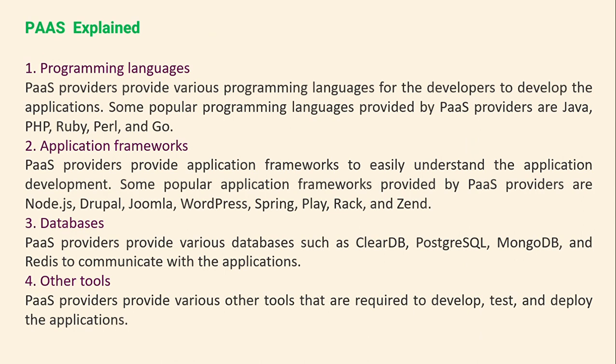So let's explain PaaS with different terms and terminologies. First is programming languages. The PaaS provider provides various programming languages for the developers to develop the application. Some popular programming languages provided by PaaS providers are Java, Ruby, Perl, Python, and Go. In terms of application frameworks, the provider provides application frameworks to easily understand the application development. Some popular application frameworks provided by PaaS providers are Node.js, Drupal, Joomla, WordPress, Spring, Play, Rack, and Gent.